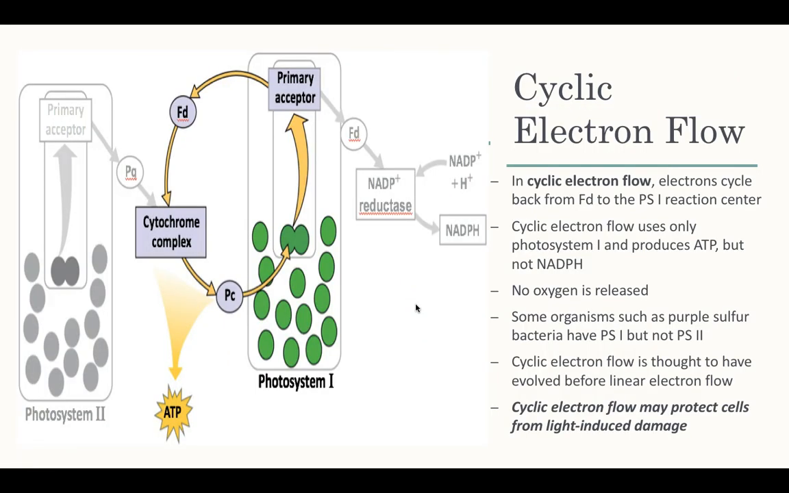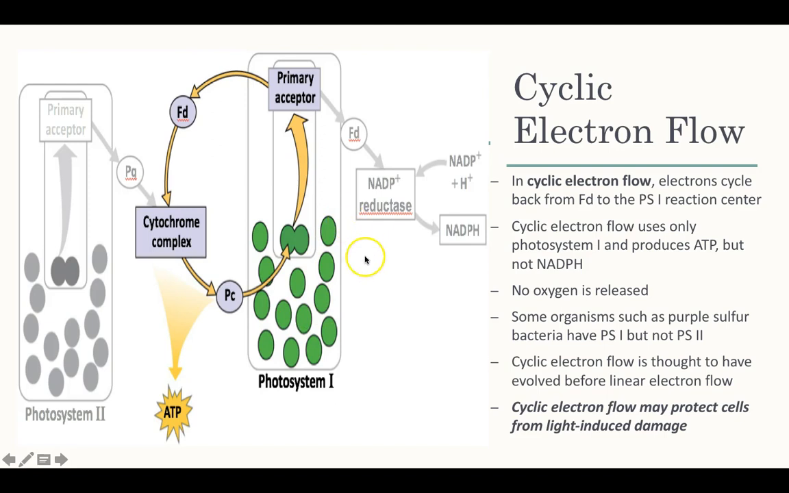Now, what happens when instead of being linear electron flow, we have a cyclic electron flow? Well, first thing, we need to eliminate photosystem II. Photosystem II does not function in the cyclic flow. And since photosystem II is not a part of the cyclic flow, there's also no oxygen created. Because remember, water is split in photosystem II, not photosystem I.